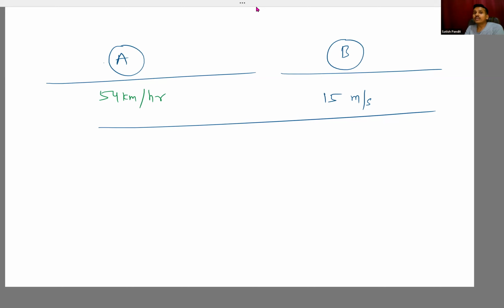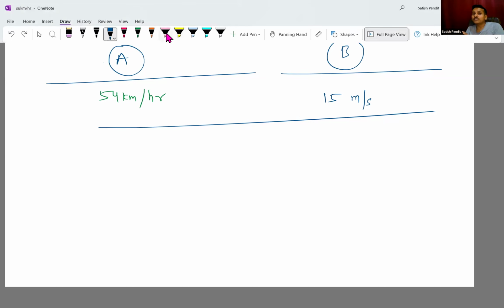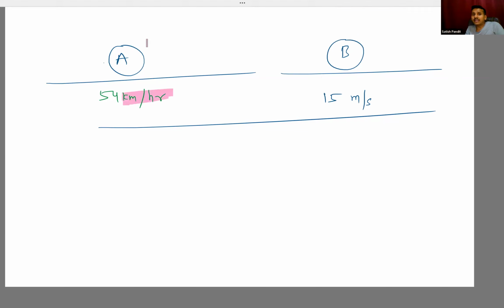Now, why did you make a mistake? Because you are comparing two things which have different units. One is kilometer per hour, and another is meter per second. So hereafter remember a rule. Whenever you're comparing two things, first of all, make the unit same. Always. Then only you go for comparison. Yes or no? Yes? Fine.